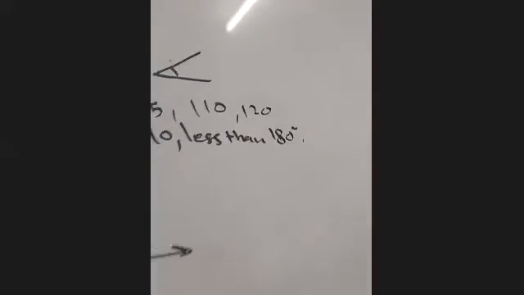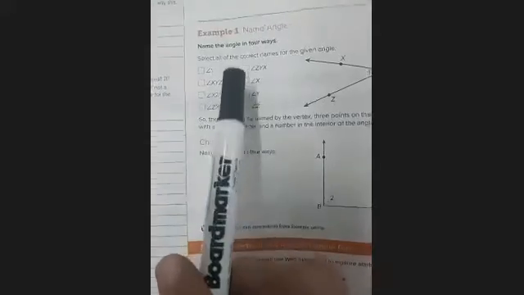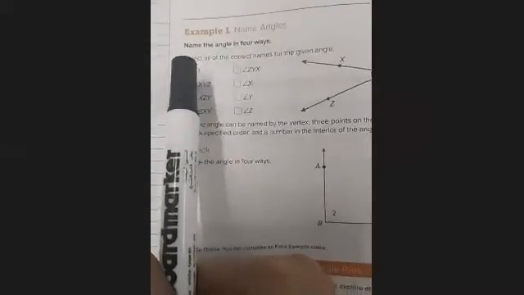Let's go to the lesson, guys. Let's go to the book now. We are in example 1 now. See example 1? Who can read it with me? Yeah, Faris, read. Example 1. Name angles. Name the angles in 4 ways.